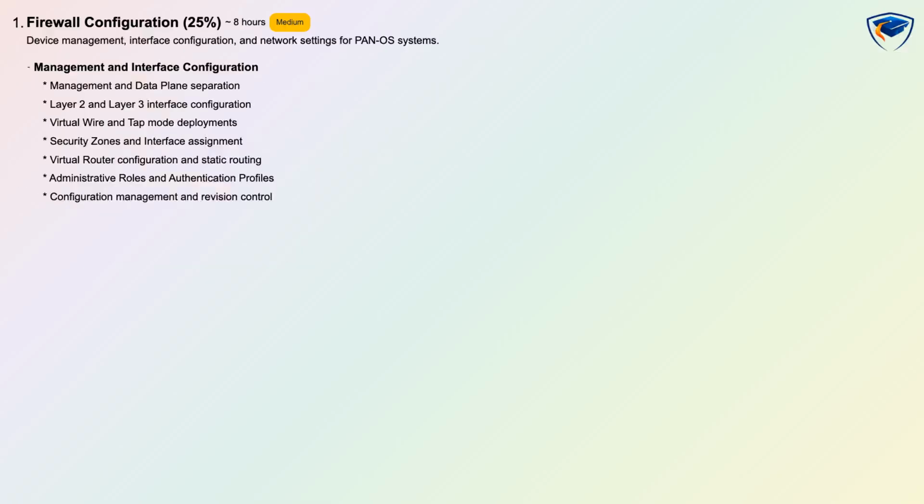Firewall configuration carries 25% of the exam, is rated medium difficulty, and has an estimated learning time of 8 hours with conceptual and scenario-based assessment. You will learn device management and how the management and data plane are separated, plus how to configure Layer 2 and Layer 3 interfaces. The syllabus also covers virtual wire and tap mode deployments, assigning interfaces to security zones, and configuring virtual routers and static routes.